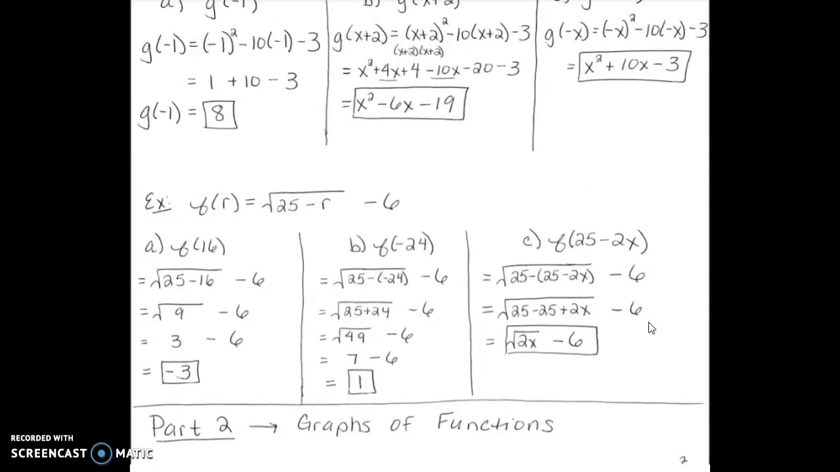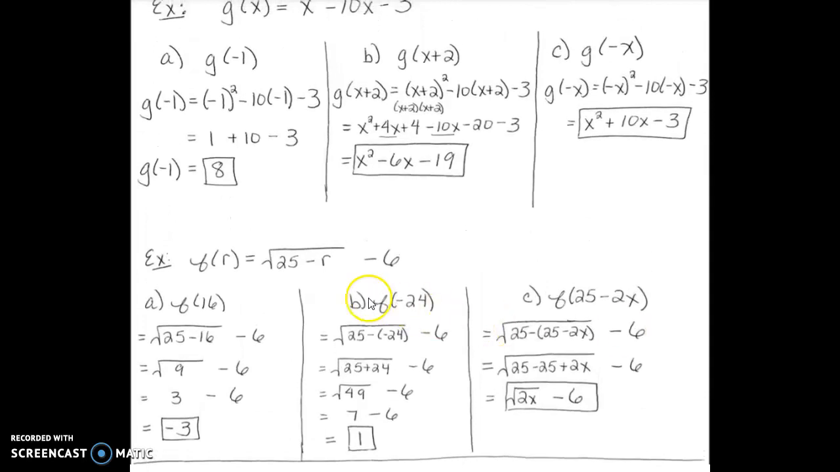So our next example is the same type of problem. So we have f of r, so they're just using r as the input this time instead of x, is equal to the square root of 25 minus r minus 6. So let's start here with part A, f of 16. This means replace r with 16. So the square root of 25 minus 16, and then outside the square root is the minus 6. Clean up underneath, gives me 9. Square root of 9 minus 6, that square root value is 3 minus 6, negative 3.